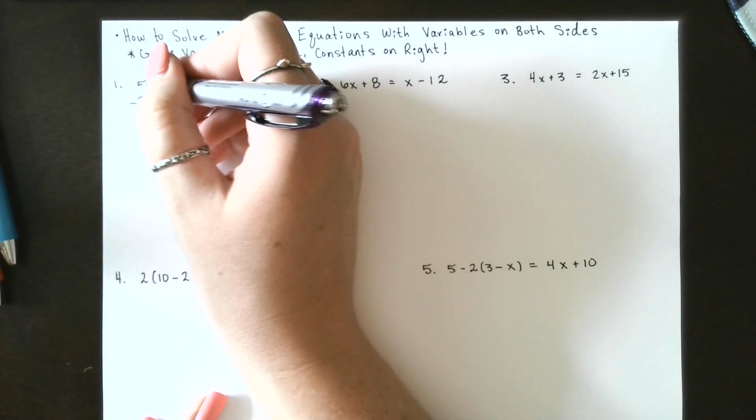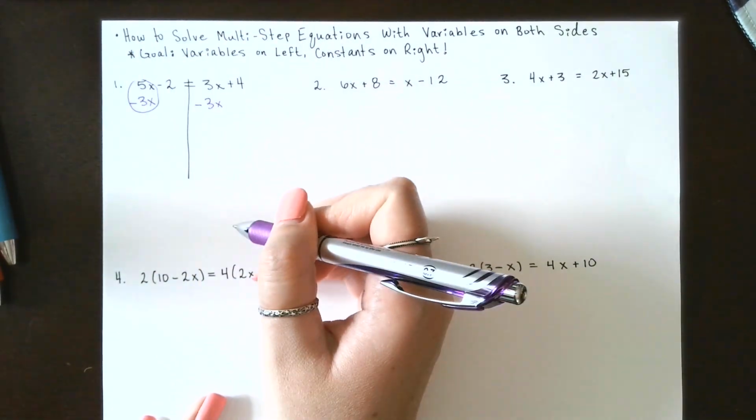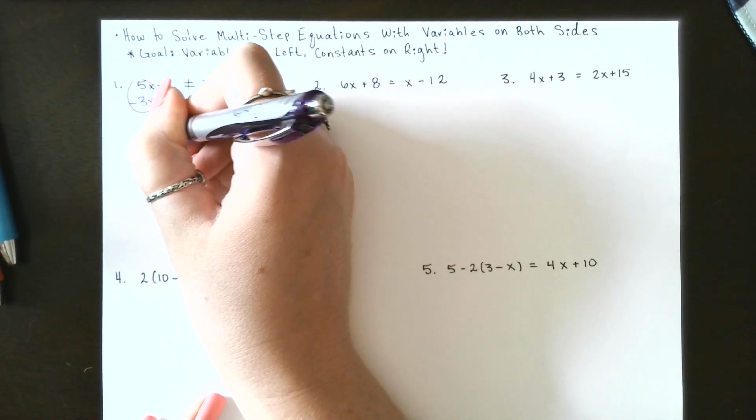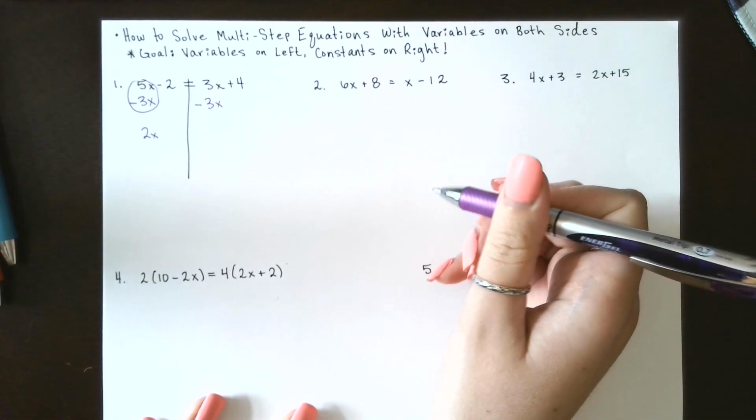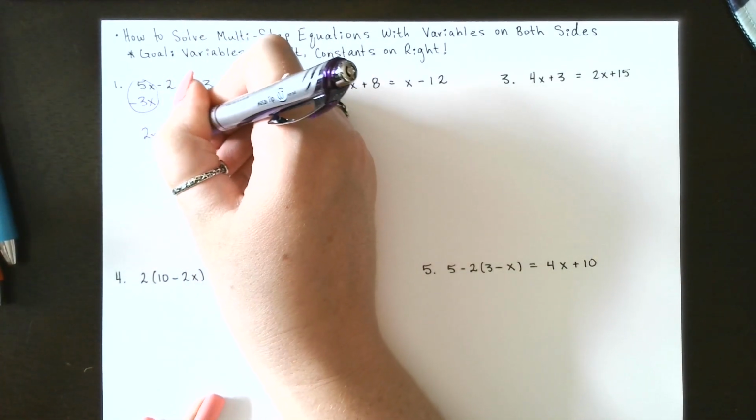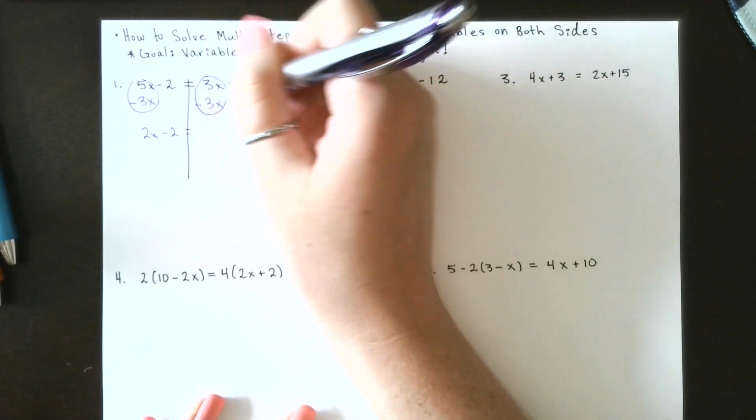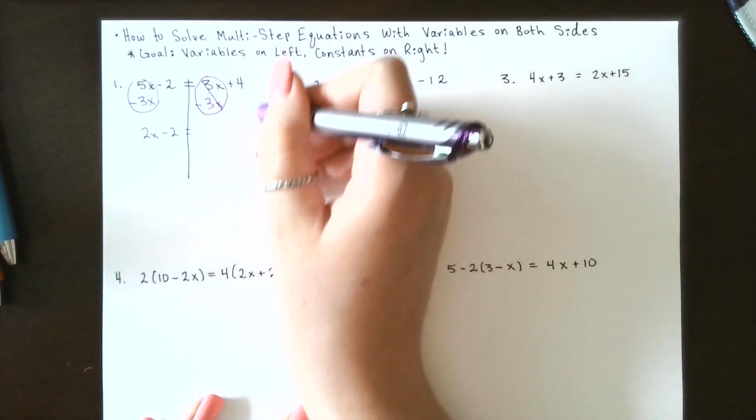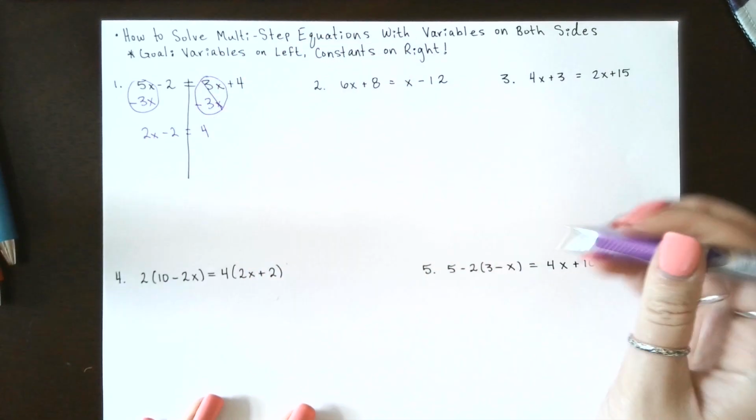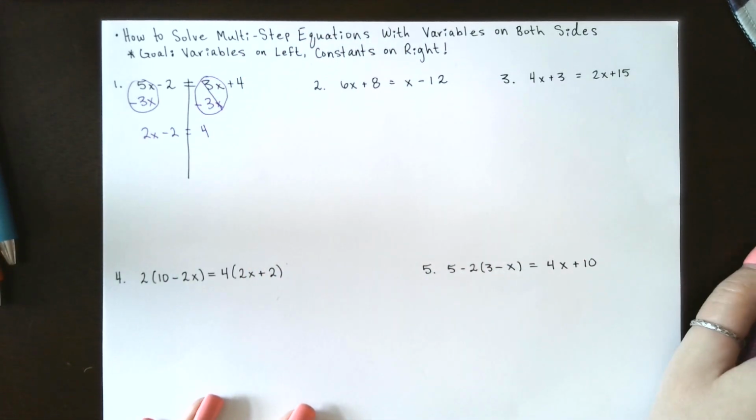Now when I look at this, I see 5x minus 3x. That simplifies to 2x. And then I'm going to bring down my minus 2. Looking at the right, 3x minus 3x cancels. And now I just bring down my 4. So that was step one.